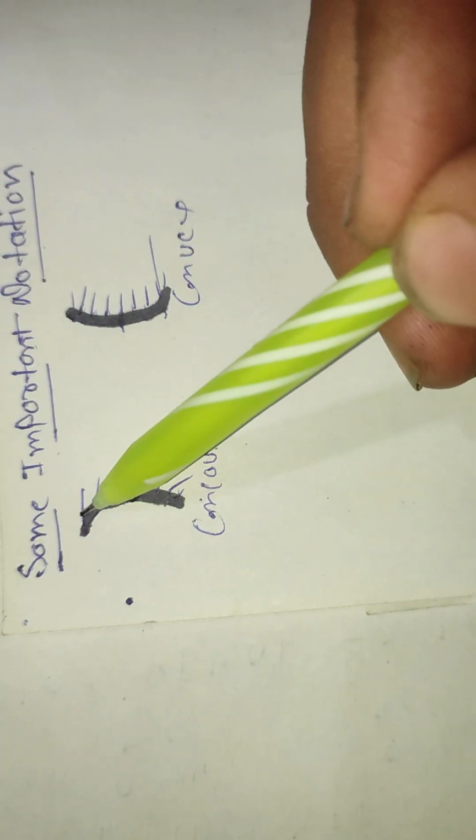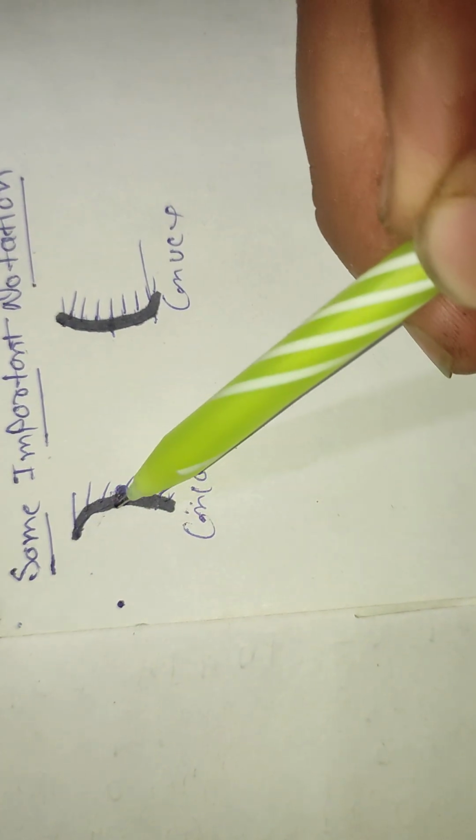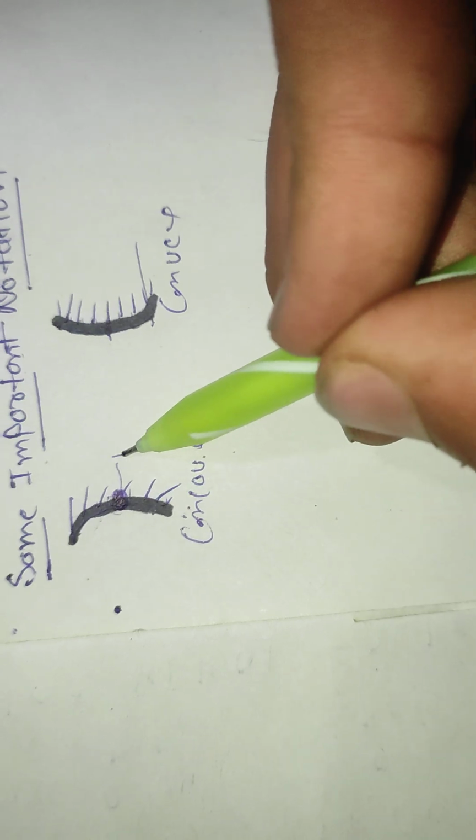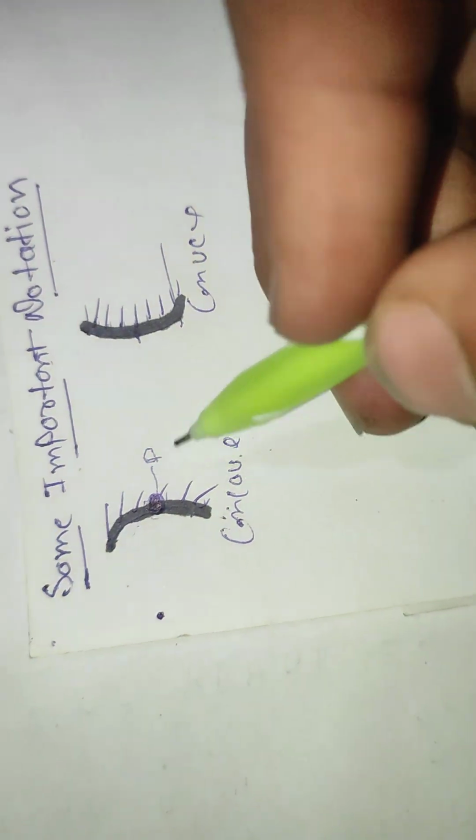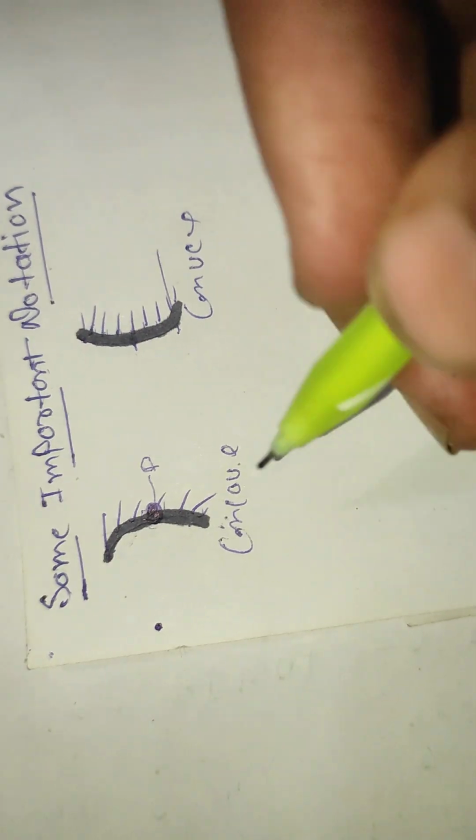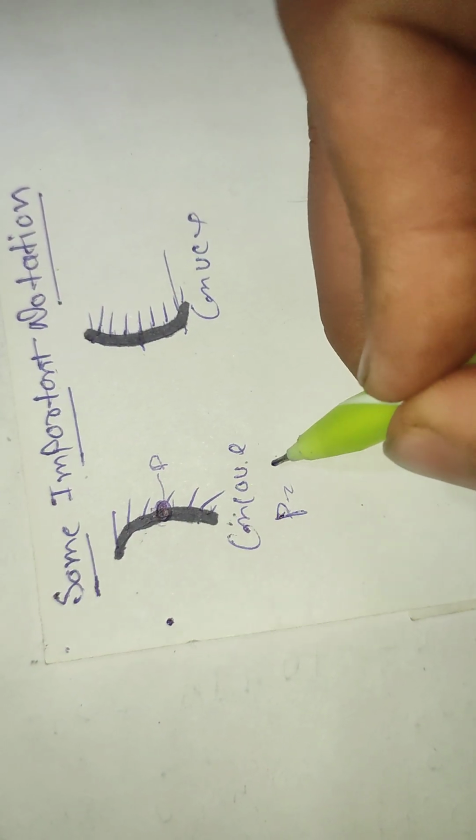I'm saying that the middle part of the concave mirror, say denoted P, is called the pole. So that's why we call it the pole. The middle part we call P, the pole, of the convex mirror or concave mirror.